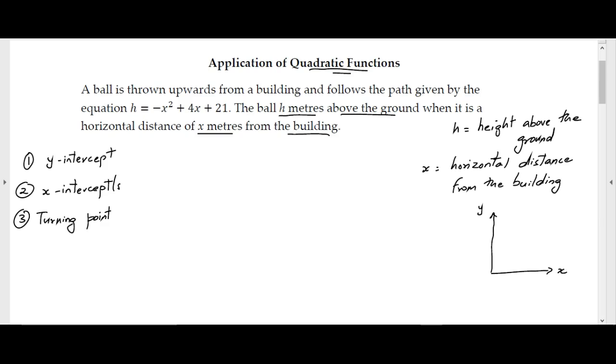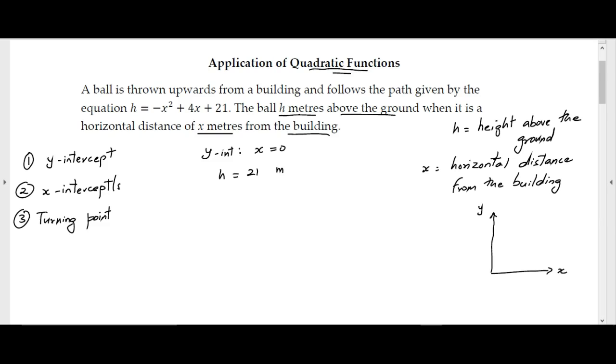Now to start with, let's get rid of the easiest one, which is our y-intercept. So working out the y-intercept, we substitute the value for x as 0, and that gives me the value for the height as 21 meters. So from this information, I can gather that when the ball is first thrown upwards, it is thrown upwards from 21 meters.